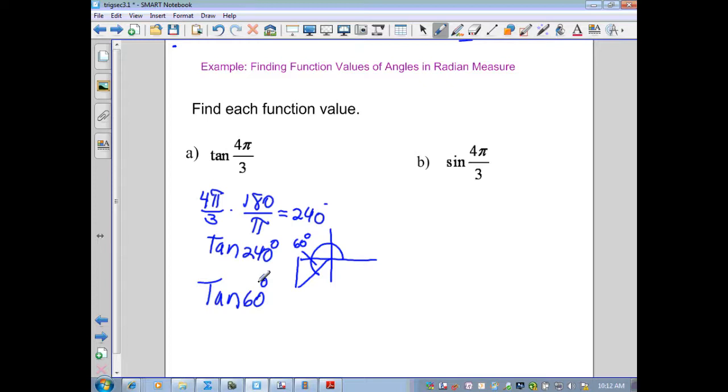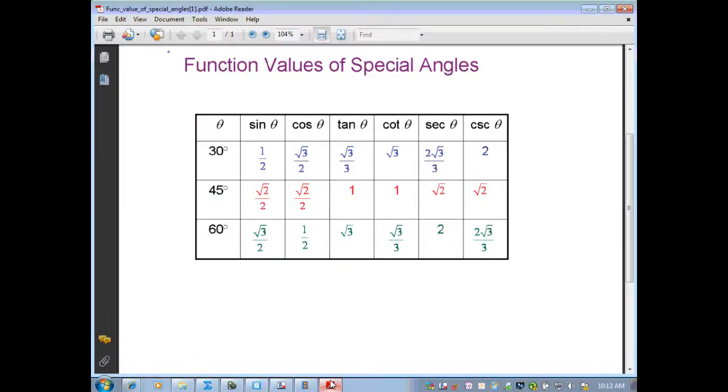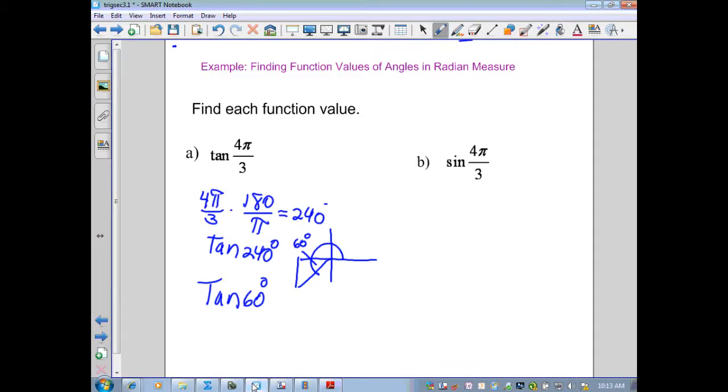Recall from the Chapter 2 resources, we have a function values of special angles chart, and here we see 60 degrees, and that will be tangent, which gives us a value of the square root of 3. So going back to the problem, we know that the tangent of 60 degrees is the square root of 3. Now we need to determine, is this positive or negative? We also know that tangent is y over x. And in quadrant 3, x is negative and y is negative. So a negative divided by a negative is positive, the positive square root of 3.